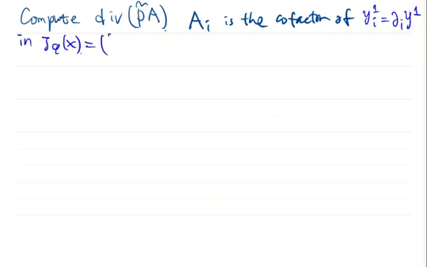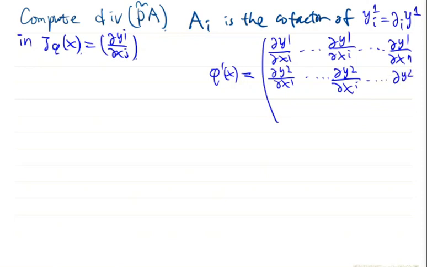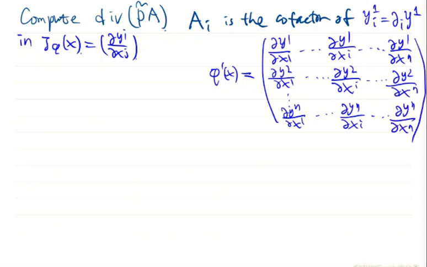The Jacobian determinant is the determinant of this matrix y prime x. Y prime x is: y1 to x1, y1 to xi, y1 to xn; y2 to x1, y2 to xi, y2 to xn; yn to x1, yn to xi, yn to xn. Okay, this is our matrix.